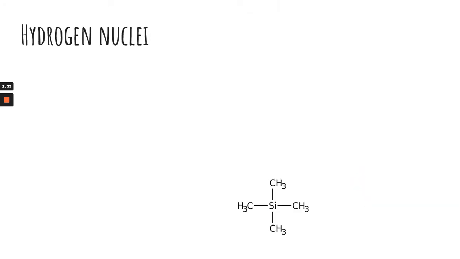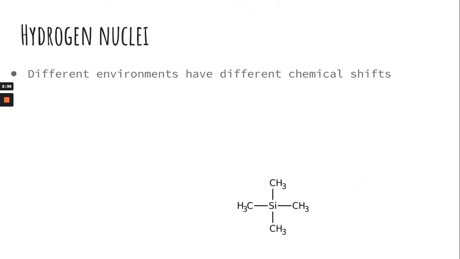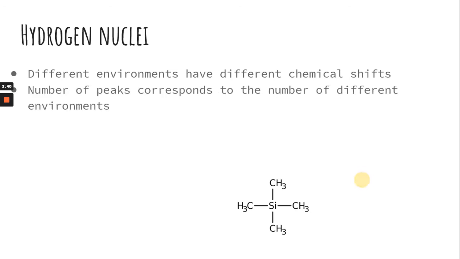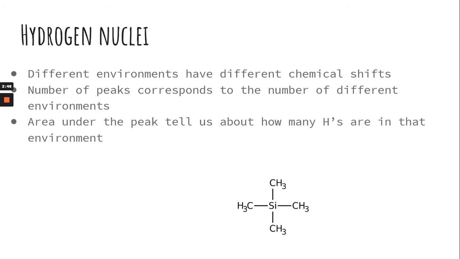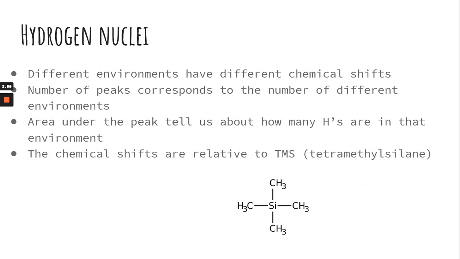All right, the hydrogen molecule. In different environments, it will behave differently, so we get different chemical shifts. The number of peaks then corresponds to the different environments that the hydrogens are in. The area under the peak tells us how many hydrogens are in that environment. The chemical shifts are relative to TMS, which is trimethylsilane, which is what this is, so silicon surrounded by four methyl groups.